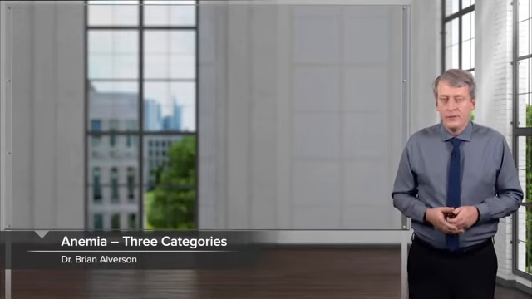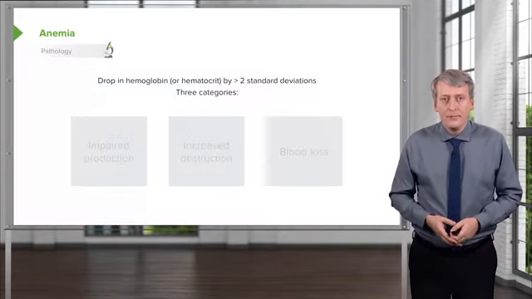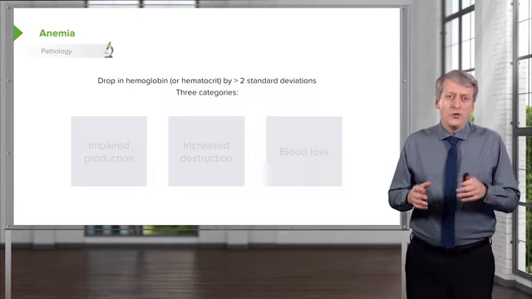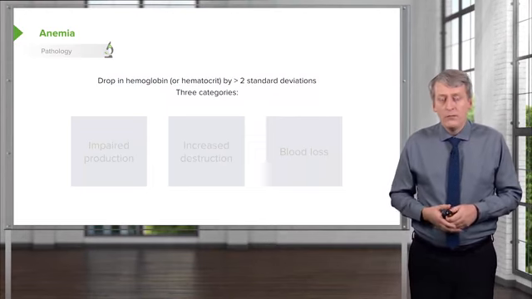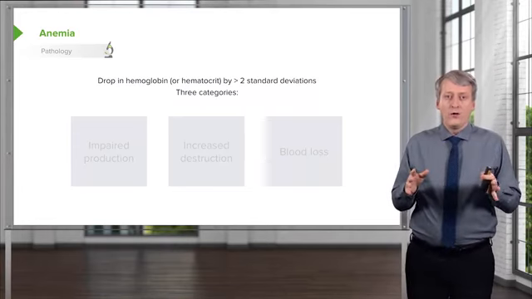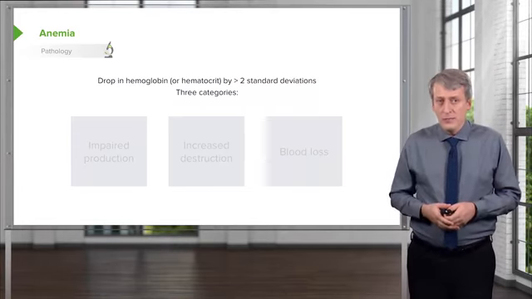In this lecture, we're going to review anemia in children. It's a complicated topic and broad, but we're going to try and cover it in a systematic way. So, anemia is a drop in hemoglobin, or hematocrit, by more than 2 standard deviations. There are 3 major categories that we think of anemia as being in.